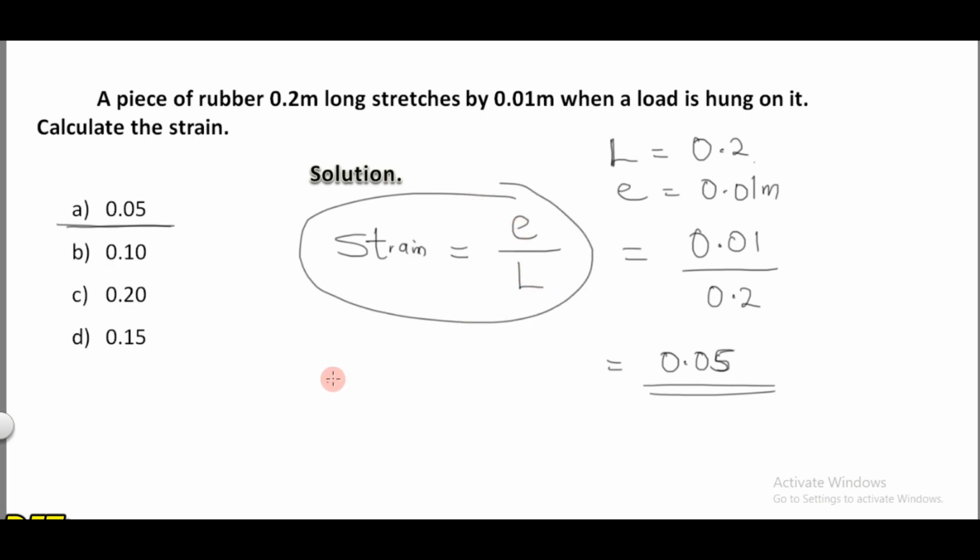It's very important that you should know this formula, that strain is equal to extension over length. Then know stress as well. Stress is equal to force over area. Then know your Young modulus. Your Young modulus is equal to stress over strain. These three physical quantities help to determine how strong an elastic material is.